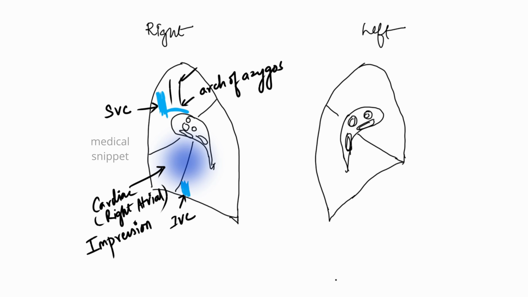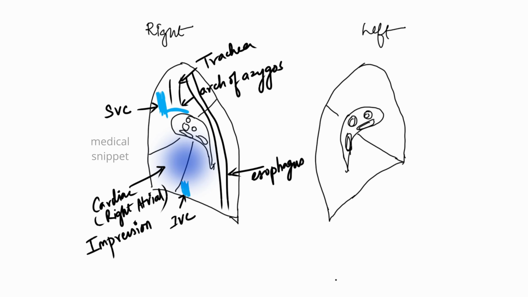This is the impression formed by the trachea. Posterior to it is the esophageal impression, which continues downward, posterior to the right hilum. The right phrenic nerve passes in front of the hilum, while the vagus nerve passes posterior to the hilum.